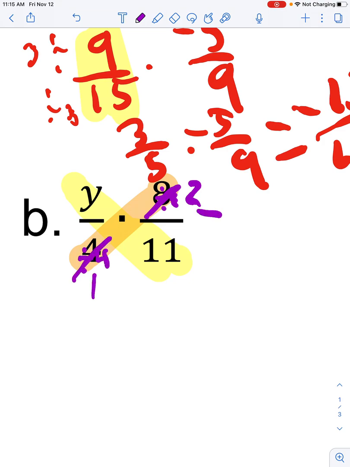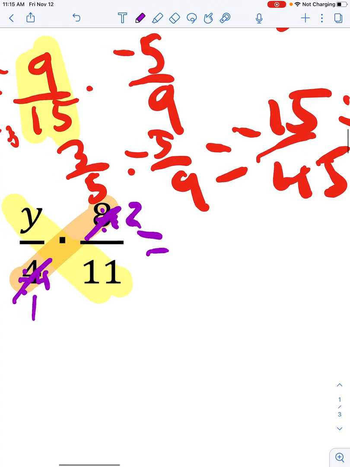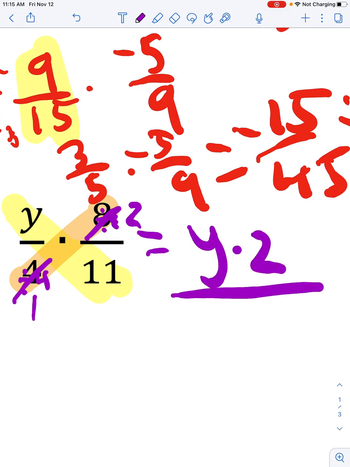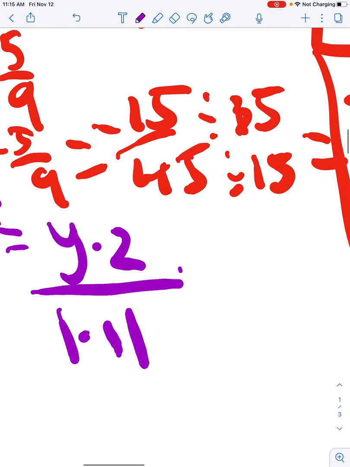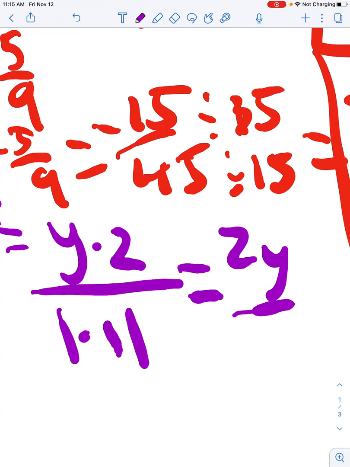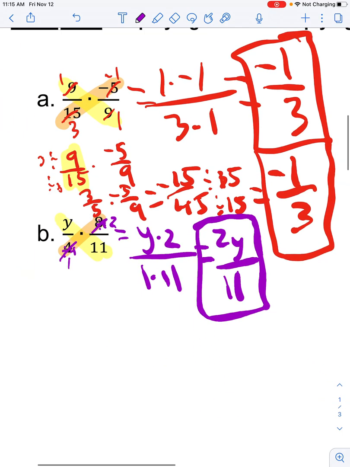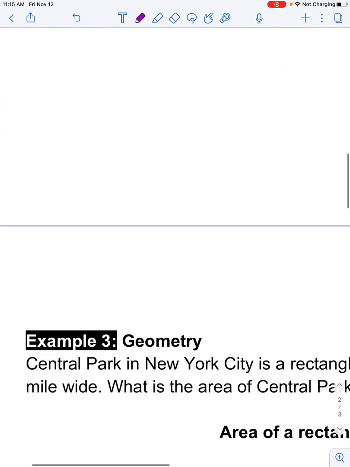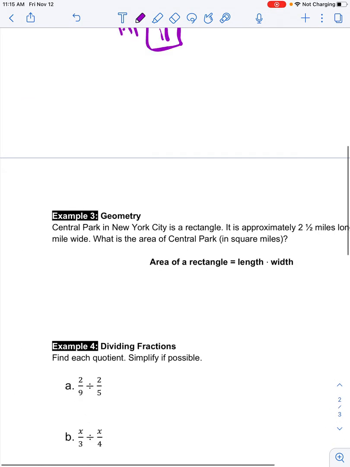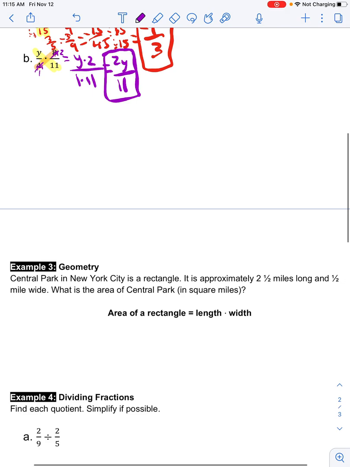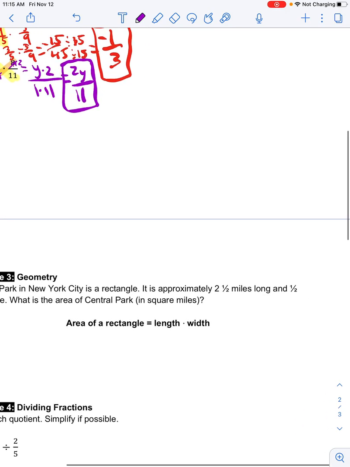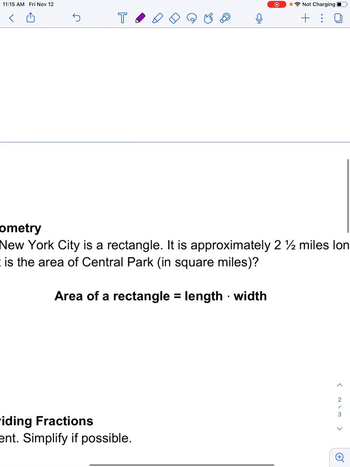So if I divide this by 4, it's going to equal 2. If I divide this by 4, it's going to equal 1. So when I multiply across, I get y. Y times 2 over 1 times 11. Always put the coefficient first. 2y over 11. And we can't simplify anymore.